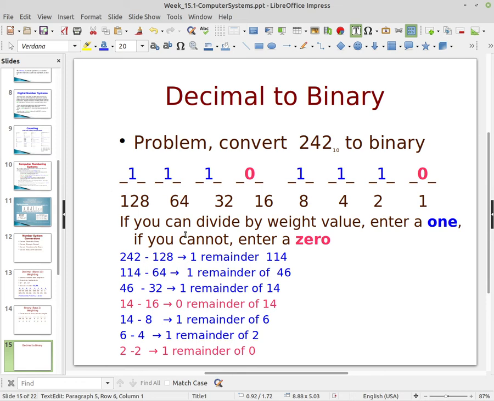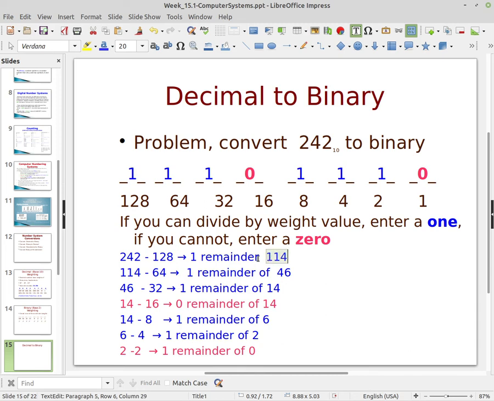I don't have space for it on the slide, but if I do 242 minus 128, I do end up with a positive value as a remainder. The positive value is 114. So I can subtract 242 minus 128 and end up with a positive value. That's what we're looking for. And so if I can do that, then I'm going to get a 1 here. So that puts the 1 in the 128 column. Okay, so we get a 1 in the 128 column.